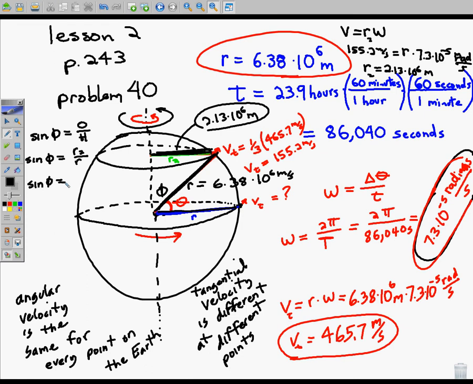I'm just calling it phi so I can get theta, because I know they're complementary angles. Phi plus theta equals 90. So sine of phi is going to be 2.13 times 10 to the 6 meters over 6.38 times 10 to the 6 meters. So what is phi? The 10 to the 6 cancel out, so it's just 2.13 divided by 6.38. And then take the inverse sine.